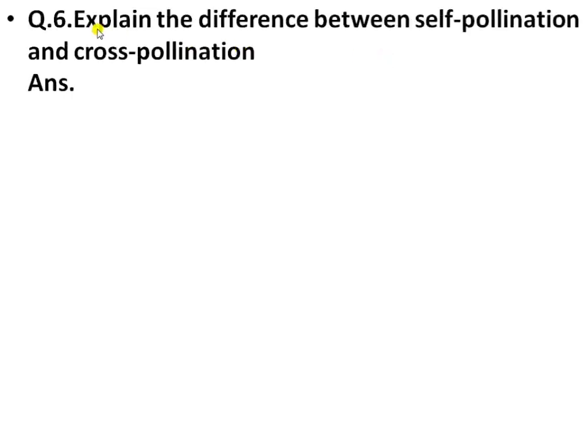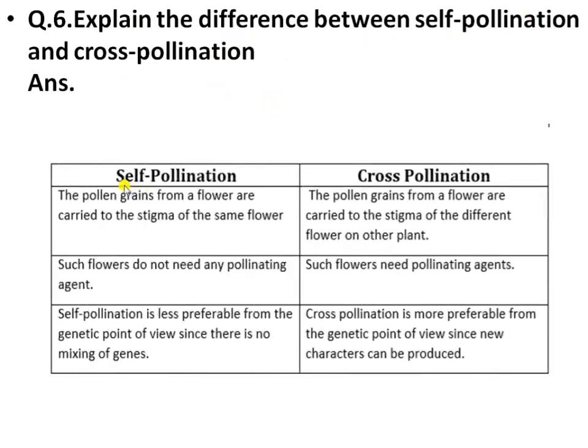Moving on to the next question, question number 6, explain the difference between self-pollination and cross-pollination. Self-pollination means the pollen grains from a flower are carried to the stigma of the same flower, that is self-pollination. While in cross-pollination, the pollen grains from a flower are carried to the stigma of a different flower on another plant, that is cross-pollination.